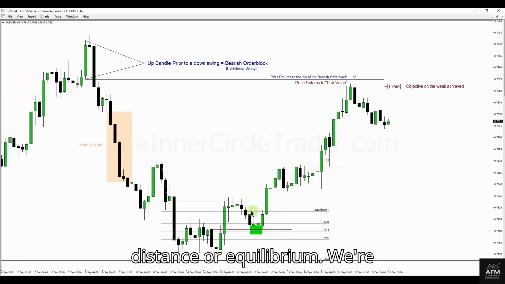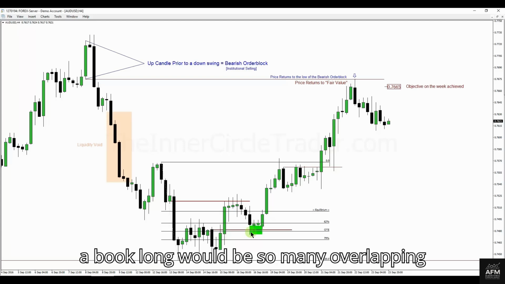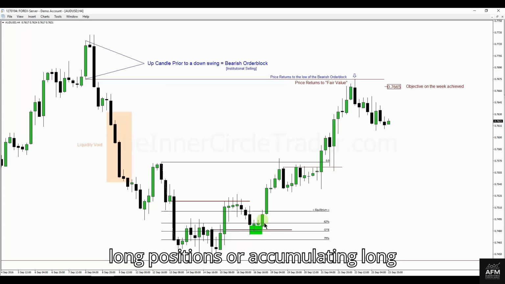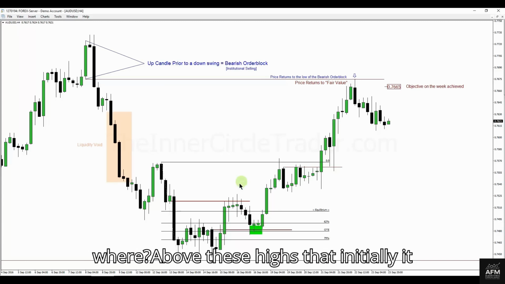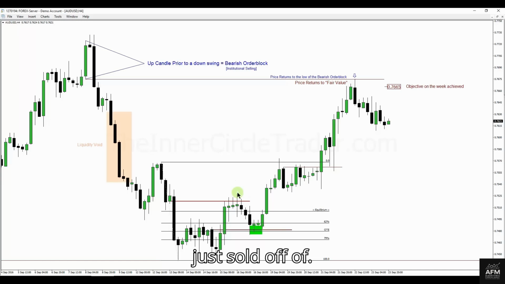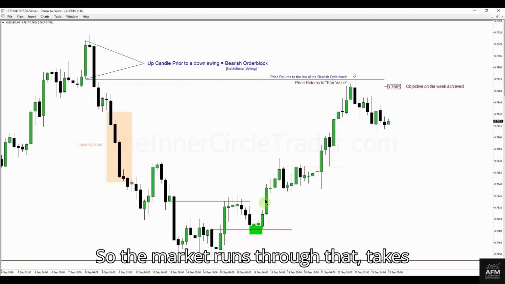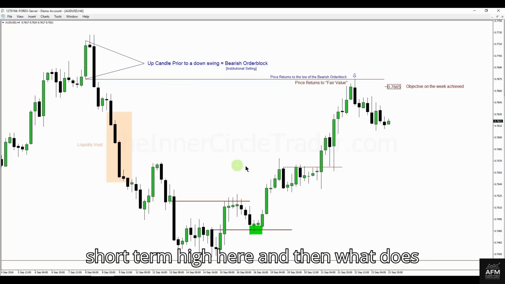Here's equal distance or equilibrium. We're below it, so we're at discount. So fair valuation for the market makers to build a book long would be here, with so many overlapping factors. They could be building long positions or accumulating long positions here, looking for what? Liquidity above the marketplace. That means where? Above these highs that initially it just sold off of. Then you have the buy stops above here.